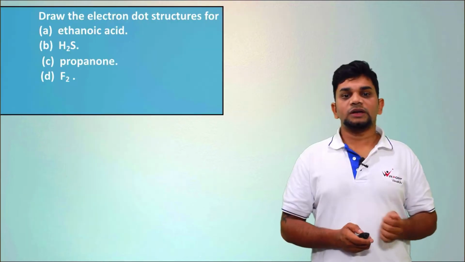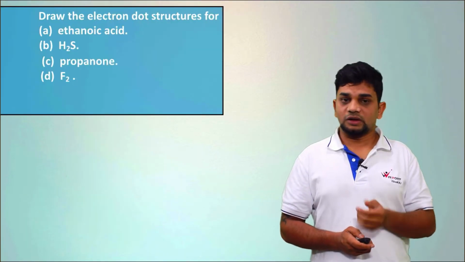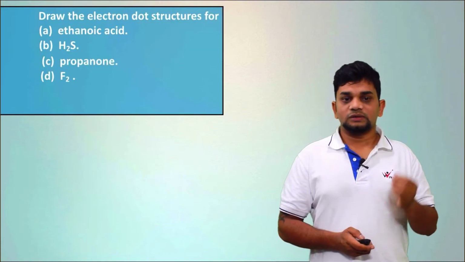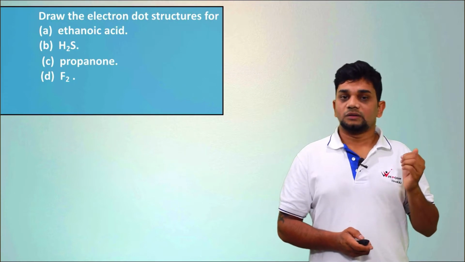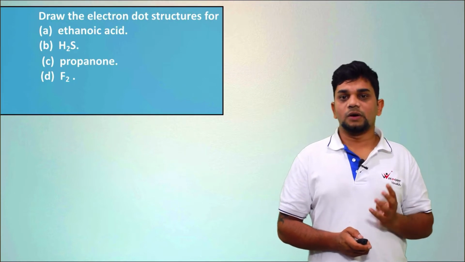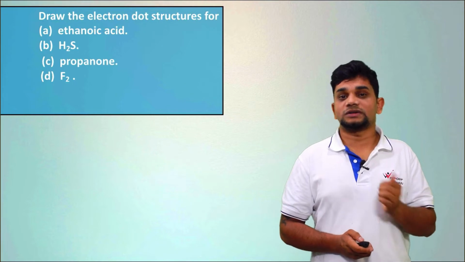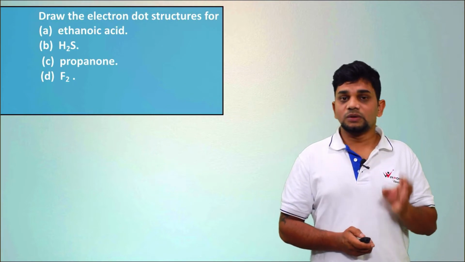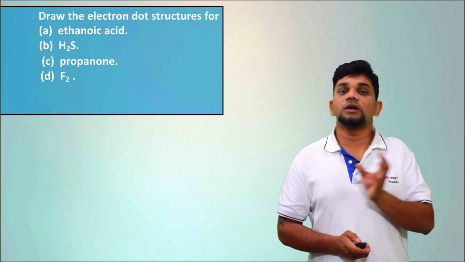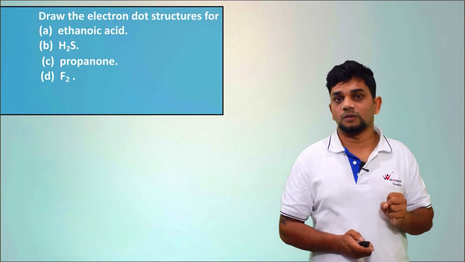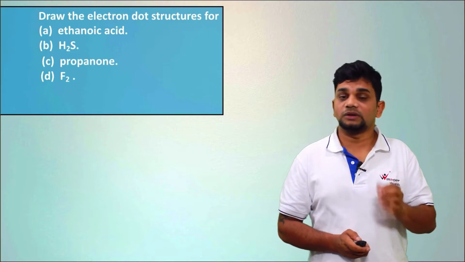Next one. Draw the electron dot structures of ethanoic acid, H2S, propanone and fluorine. So there are 4 compounds. We need to draw the electron dot structures. It's very easy. You need to know how to write the chemical formula, how to write the structural formula. Then we can draw the electron dot structure.